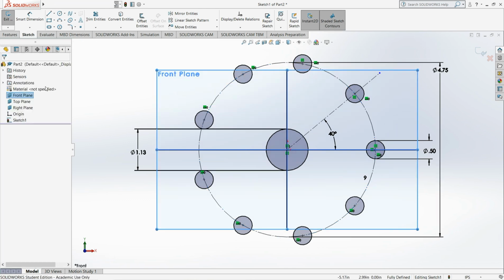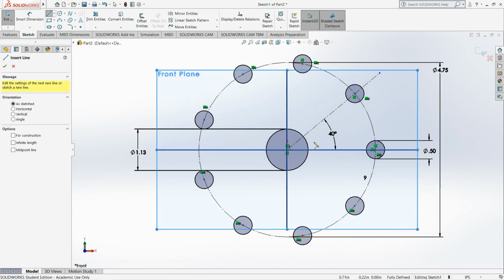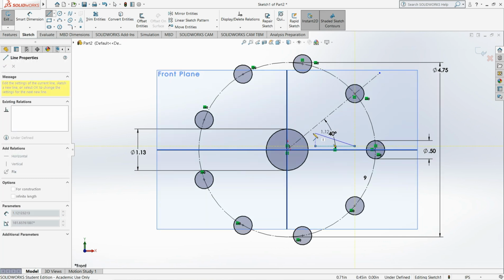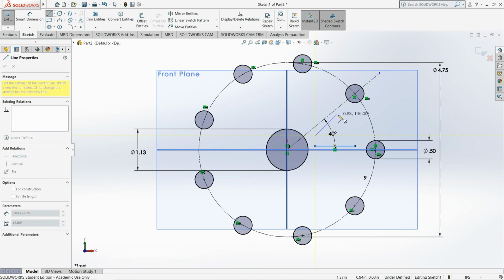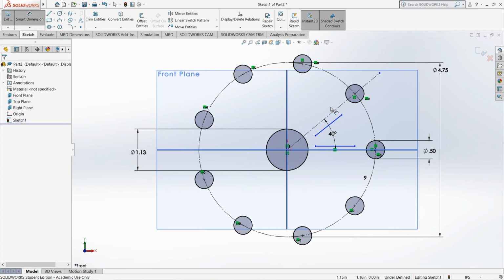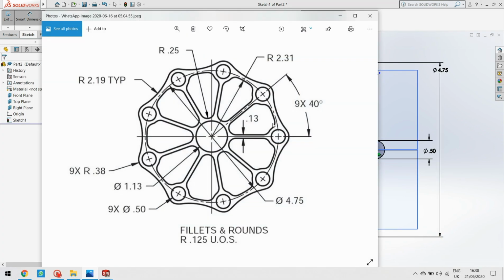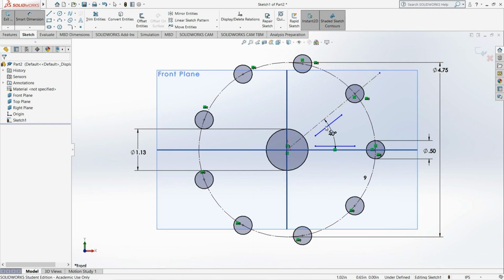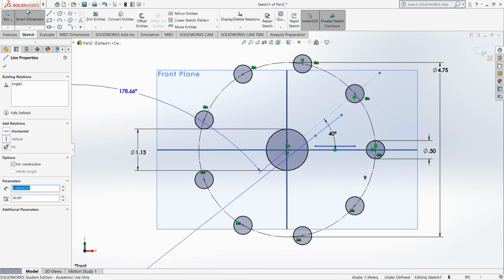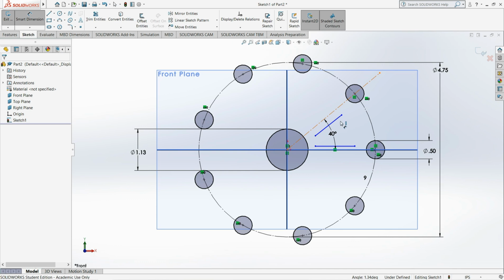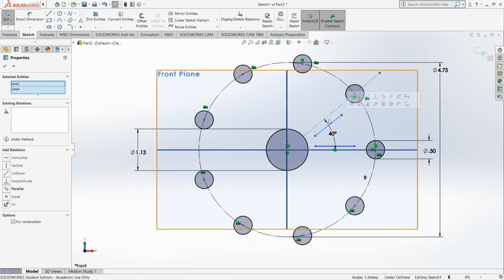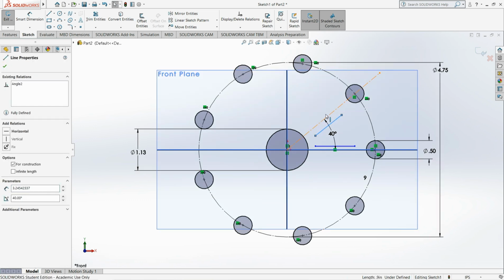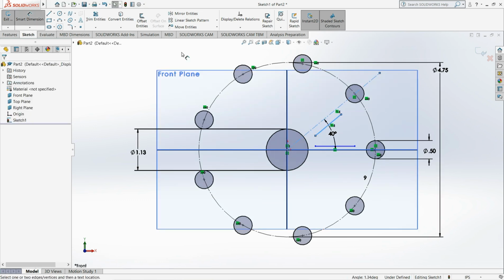We have to merge the center line with the circle, then it will be fully defined. Now I will do the inner part. At first I have to draw 2 parallel lines. These are 0.13, but we are taking half of it, so it will be 0.065. At first I have to make them parallel, so it is not happening. See, if I make those 2 lines parallel, then only I can take the distance 0.065. So I make it parallel.